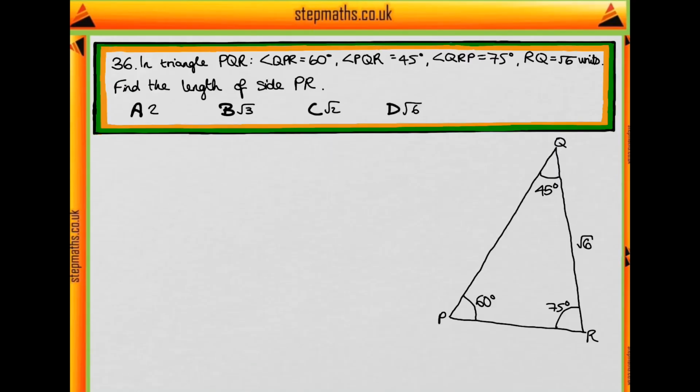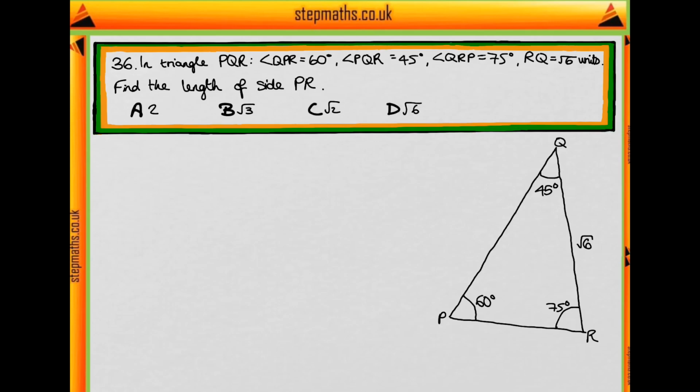This is question 36. In this question we have a triangle PQR, which was shown here, with the angle QPR, so QPR here, which is 60 degrees, PQR is 45 degrees, and QRP is 75 degrees. We also know a side length, RQ is √6 units, and we want to find the length of PR.